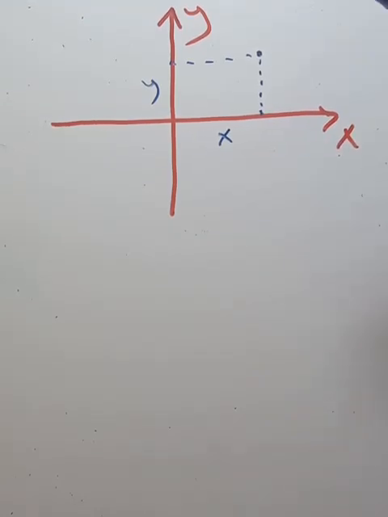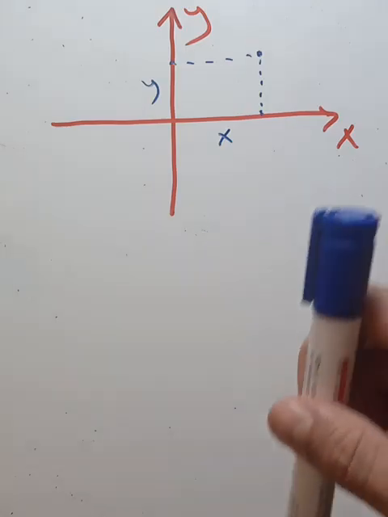In the Cartesian coordinate system, the points on the plane are identified by their distances, by their x and y coordinates, which are their distances from the x and the y axis. But the Cartesian coordinate system is not the only coordinate system.